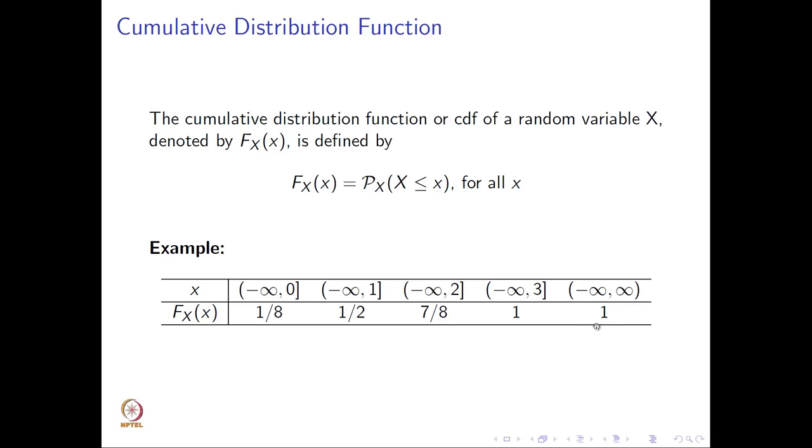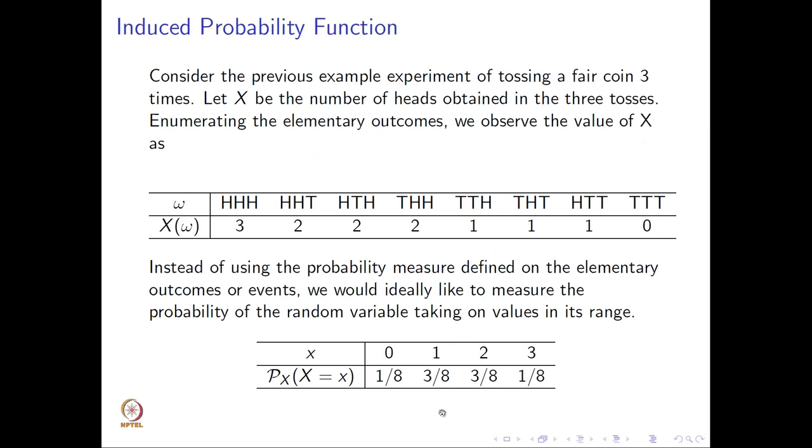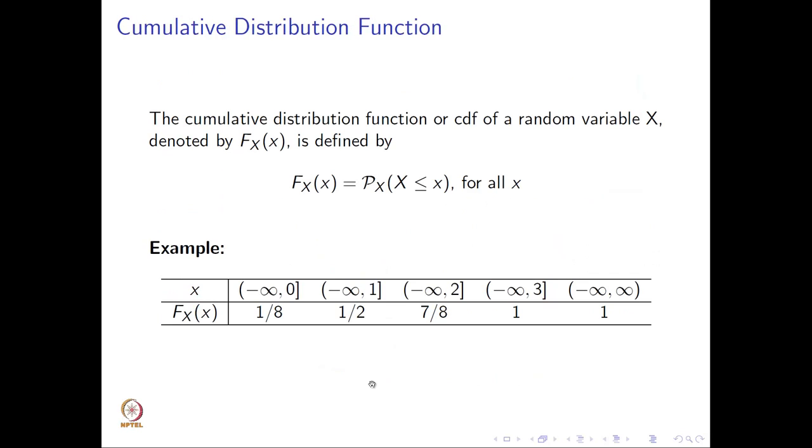For example, fX(1) equals 1 by 2, because the probability that the random variable X has a value of 1, let's just go back to the previous example, is 3 by 8. The probability that the random variable X equals 0 is 1 by 8, and therefore the probability that the random variable X takes on a value less than or equal to 1 is 1 by 8 plus 3 by 8, equal to 4 by 8, or 1 by 2.